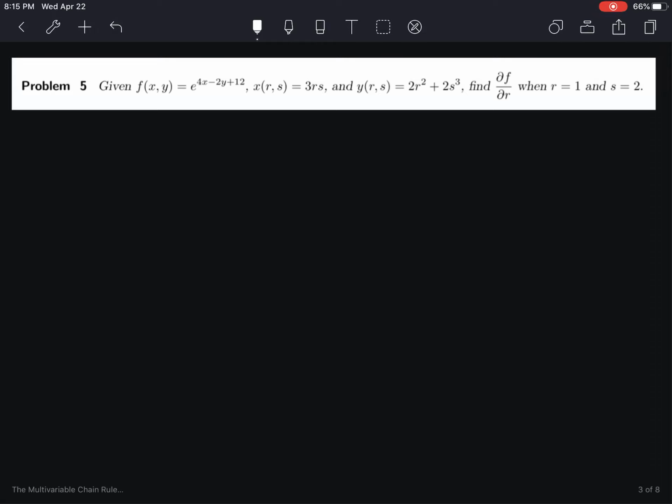Hello everyone, in this question we have a function of two variables f, and f depends on x and y, and each of these two variables depends on another two variables, r and s. We are asked to find the partial derivative of f with respect to r when r is 1 and s equals 2. So let's find x and y when r equals 1 and s equals 2.